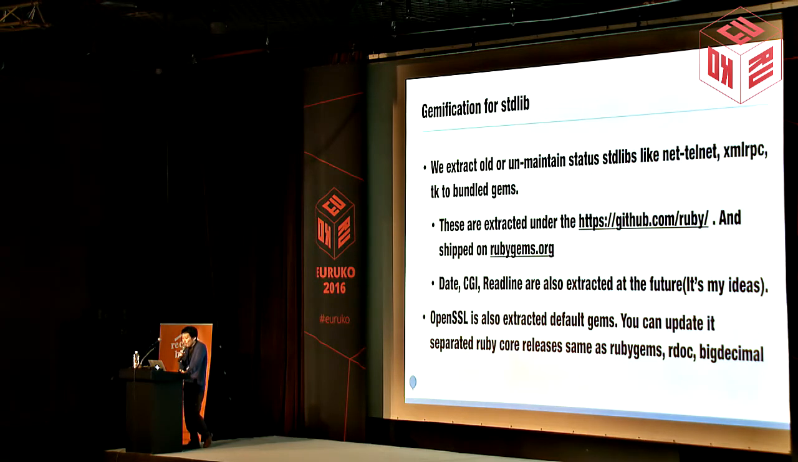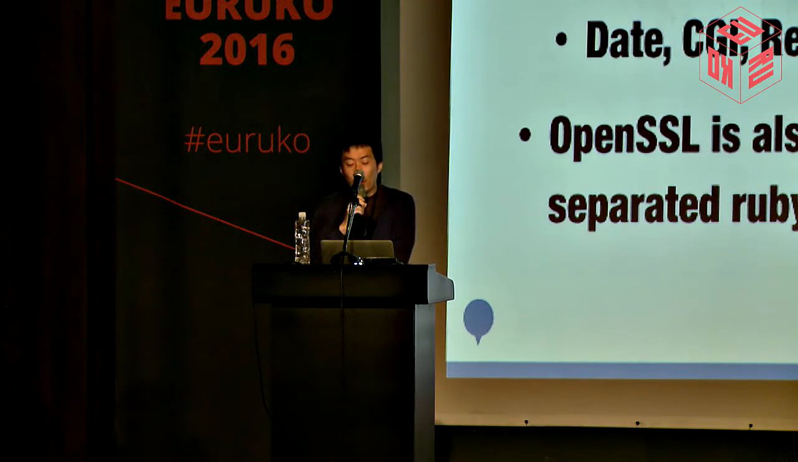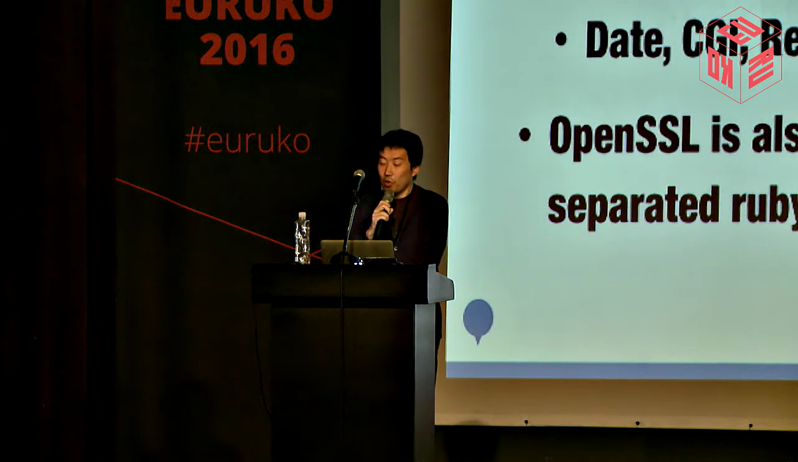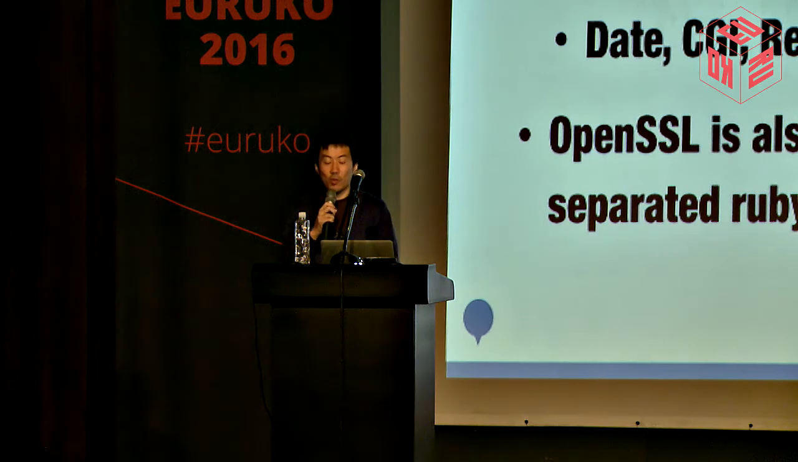So finally, I introduced the gemification plan of the Ruby core. We hope to reduce Ruby core responsibility and core sources. I'm working on this issue. Some of the unmaintained standard libraries like Tk or XML-RPC are extracted from the Ruby core repository to our Ruby organization on GitHub. Extracted libraries are reviewed under the Ruby commit and maintenance policy and Matz's approval. If you're interested in these extracted libraries, please ask me. I am going to discuss and provide commit rights to you.